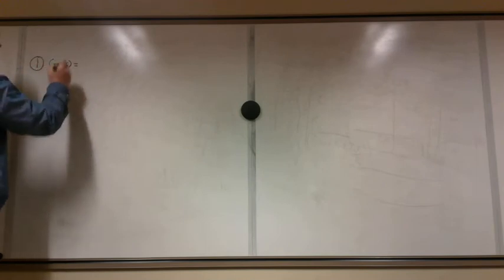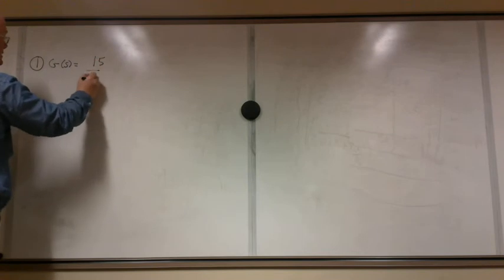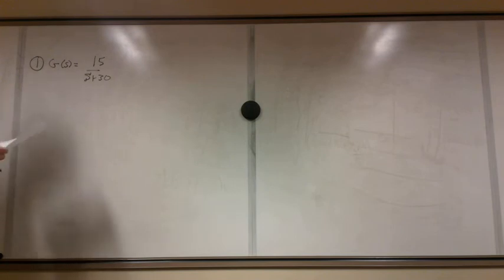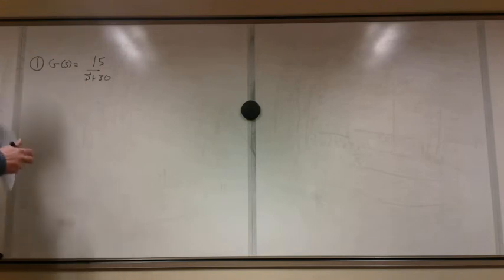Problem 1, G of S is equal to 15 over S plus 30. All right. So what I'm asking is, this is for homework / quiz. You're supposed to obtain the expressions for the magnitude and the phase portions of that transfer function, and then evaluate the magnitude and phase at a frequency of 10 radians per second. So to that end, let's do that.